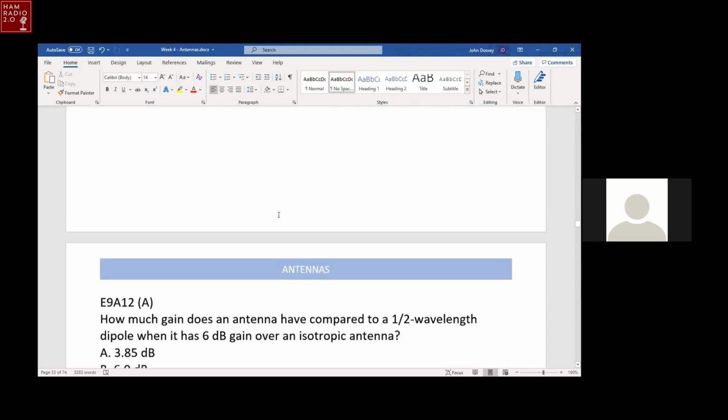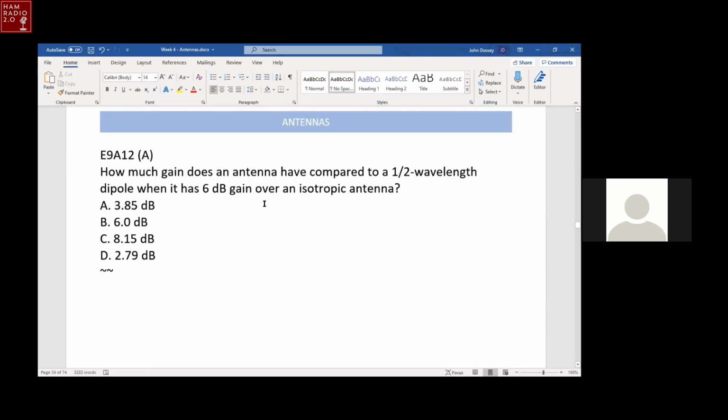How much gain does an antenna have compared to a half wavelength dipole when it has 6 dB gain over an isotropic? 6 dB gain over an isotropic. And then it says, how much gain does an antenna have compared to a dipole?